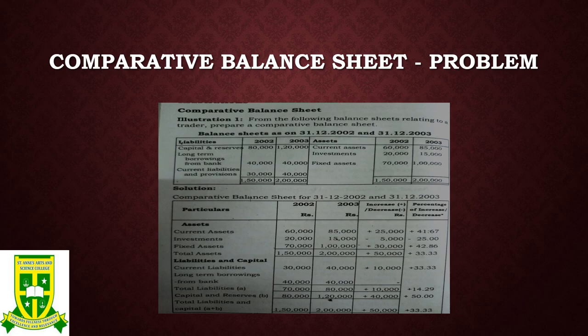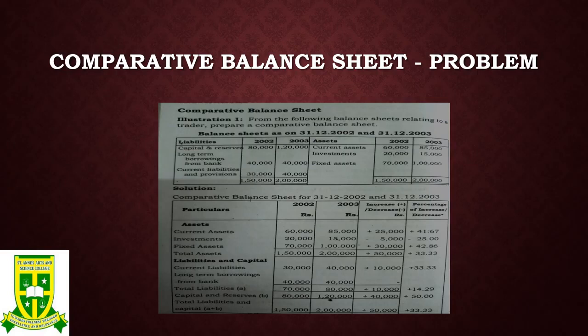And the total assets, while adding all the current assets, investment, fixed assets, you will be getting the total assets: 1,50,000 in 2002 and 2 lakh in 2003. So we can see 50,000 has been increased in 2003. So plus 50,000, and while calculating the percentage, 50,000 divided by 1,50,000.